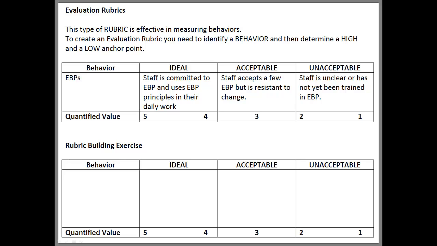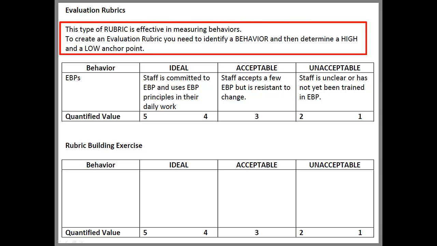The second part of the evaluation rubric is to actually put a scale together. Now, this type of rubric is effective in measuring behaviors. You need to identify the behavior and determine a high and low anchor point. The median anchor point is not the critical point. The high and the low is what we're trying to identify.